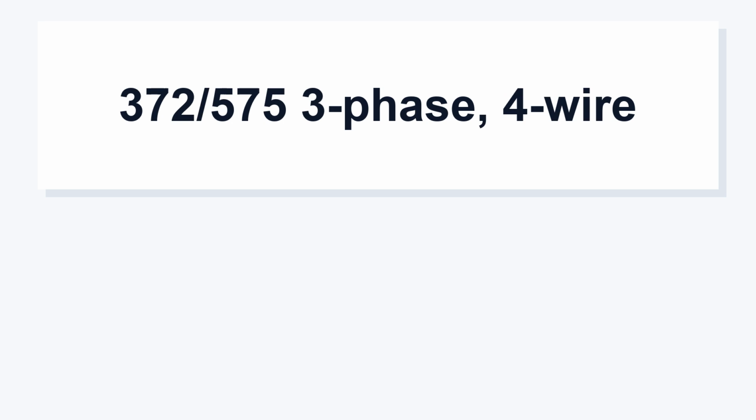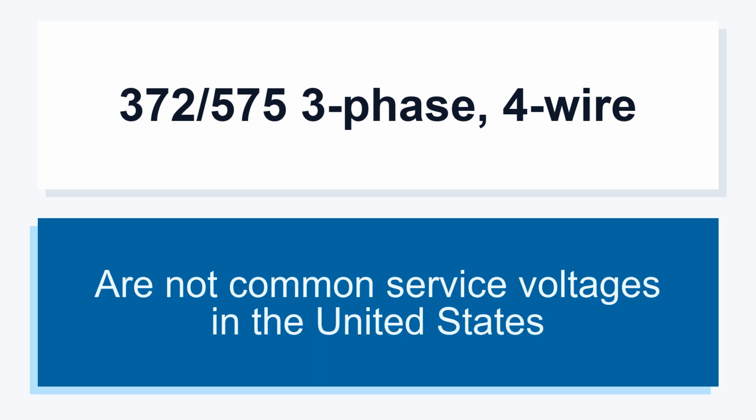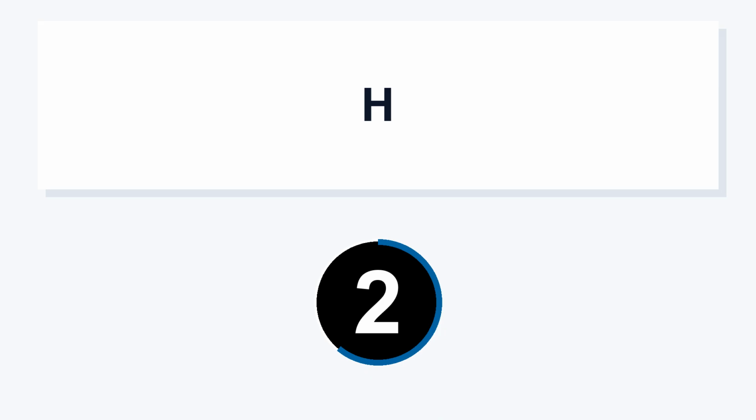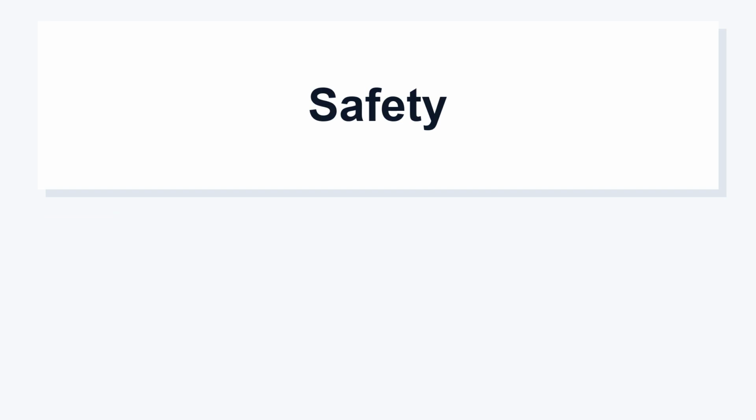372/575 3-phase, 4-wire are not common service voltages in the United States. H. What is the symbol for the primary side of the transformer? Safety.